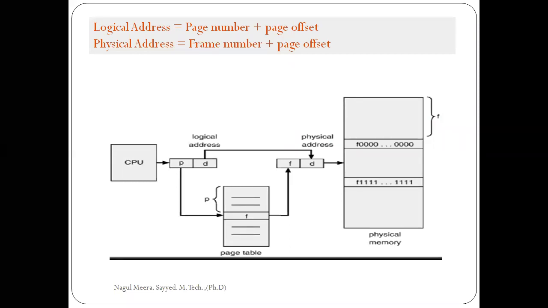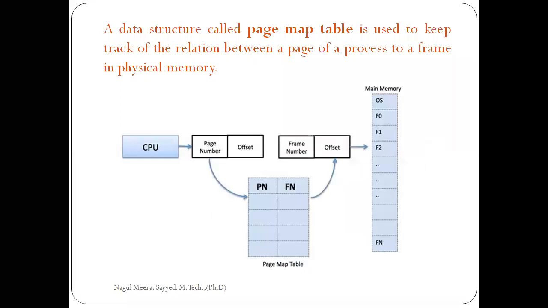This is nothing but the page. Why page? Page is used to identify whether the particular process is available or not in the main memory. This is the main concept of paging. So simply, that is the concept of paging.